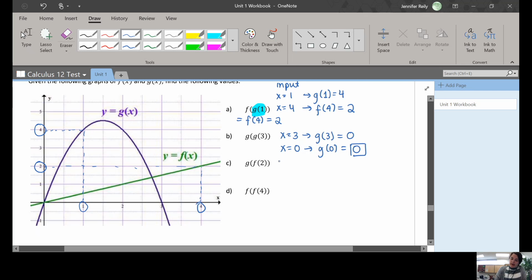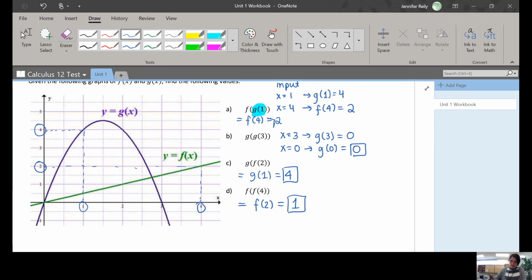So here we're going to input x equals 2 into the f function. We get 1. So this would be equal to g of 1. And then we look at the g function and we get 4. Okay, the last one, f of f of 4. So f of 4 is 2. And then f of 2 is equal to 1. Forgot to box this answer. Oops.